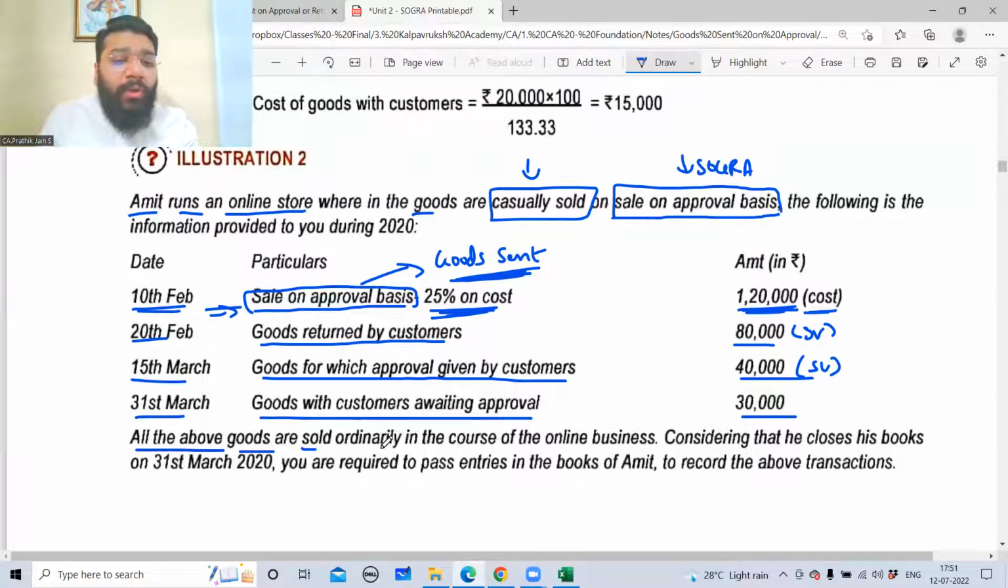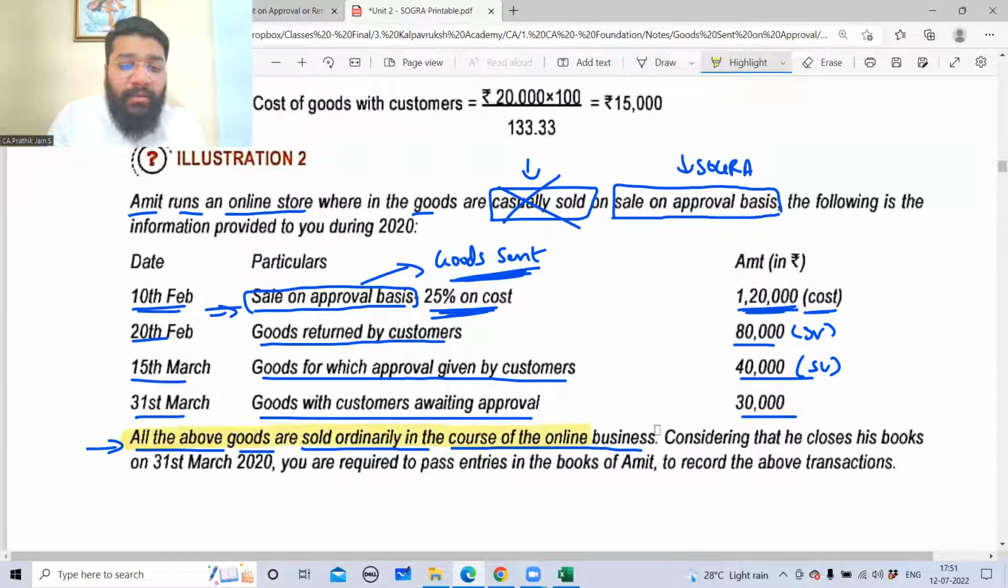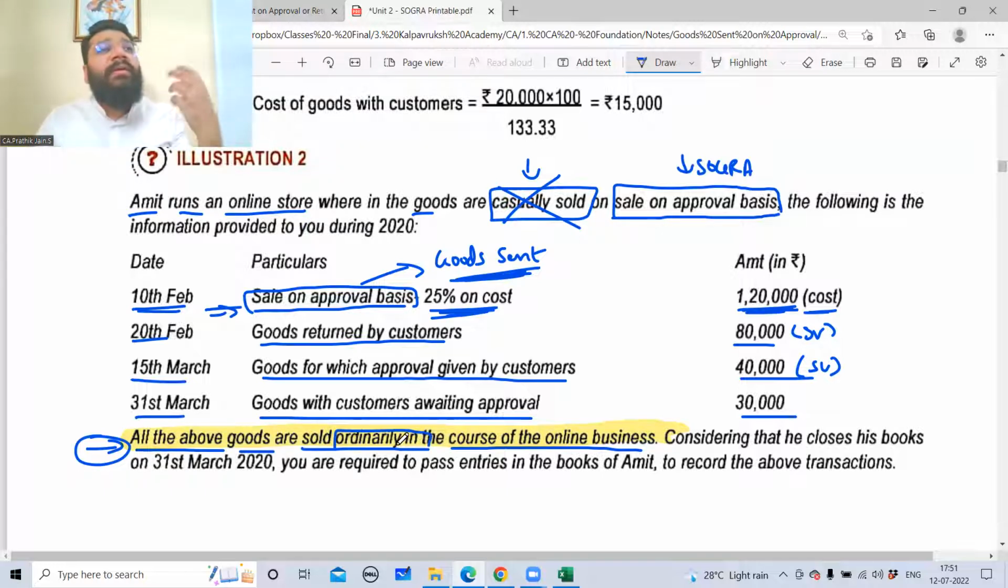All the above goods are sold ordinarily in the course of online business. This is another indication, guys. Had the word casual not been given, this is another indication that this is a casual nature of transaction. Please take a highlighter and highlight this point. Sometimes in this same question, they'll give you examinations but they'll not give you the word casual. They'll only give you this line. If goods are sold ordinarily in the course of business, it means that it is a casual transaction, where even the SOGRA related transactions are treated as a normal sale, casual sale.